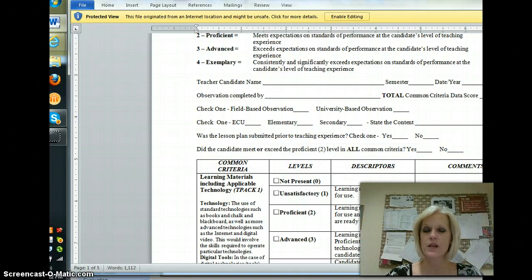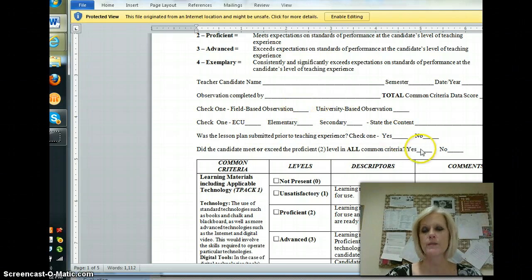The last criteria is behavior management, and that's not included in the score, and that's explained at the end of the form. There are 36 possible points. It's going to be the ECU, and it is a field-based observation.